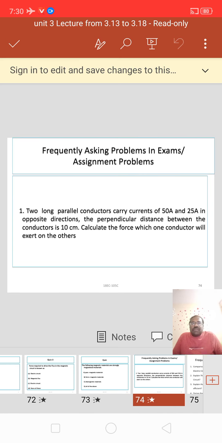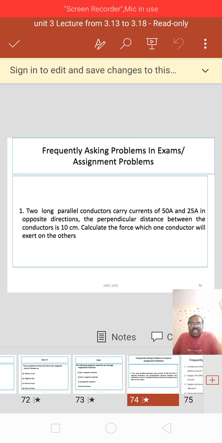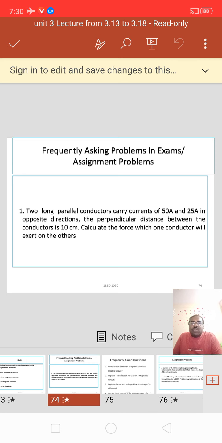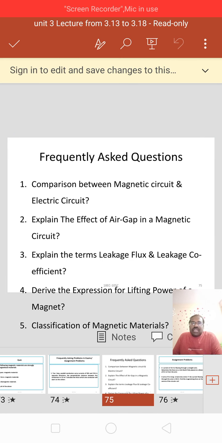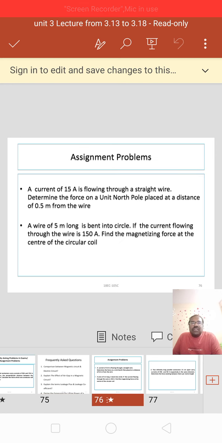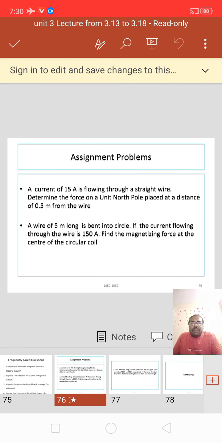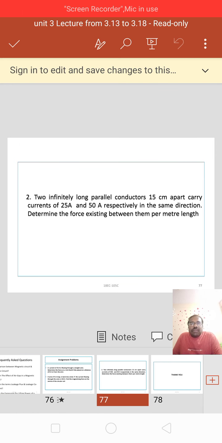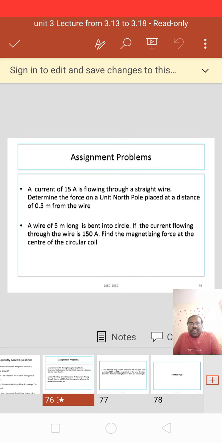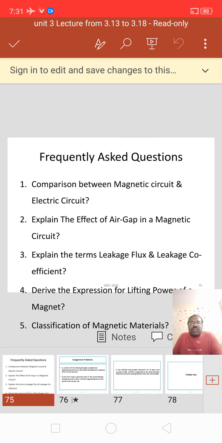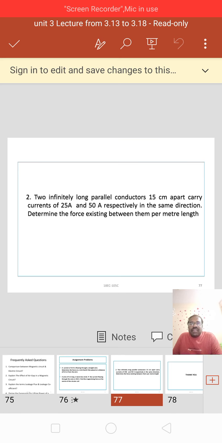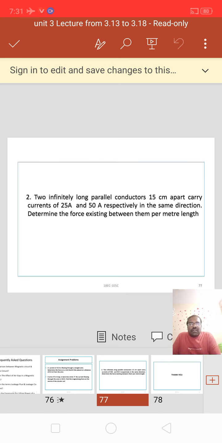Frequently asked problems in exams and assignment problems. Kindly do these assignment problems, and if you have any doubt, kindly ask me. These are the frequently asked questions. Kindly have a glance. Assignment problems also I have given. Please make a note of it, write the assignment and submit it in the next class.